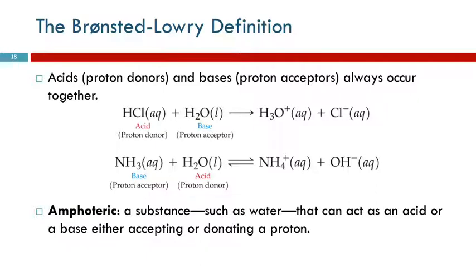Water can act as an acid or a base. And so we have a special word for that, amphoteric. A little bit like amphibian. Amphibians live on the land and on the water. Amphoteric substances can act as an acid or a base, depending on the situation. Any questions?